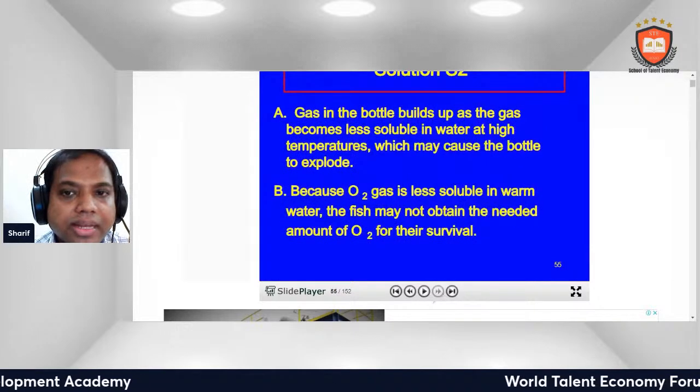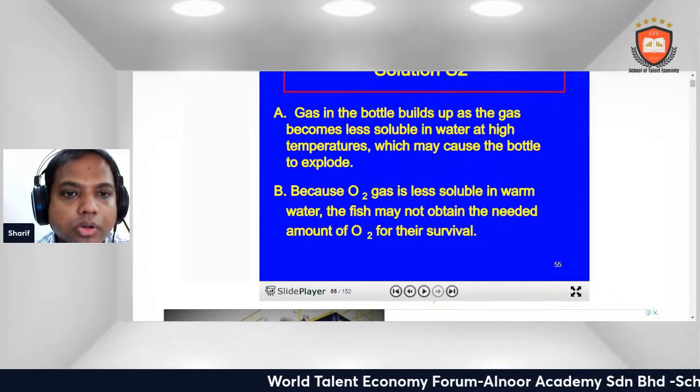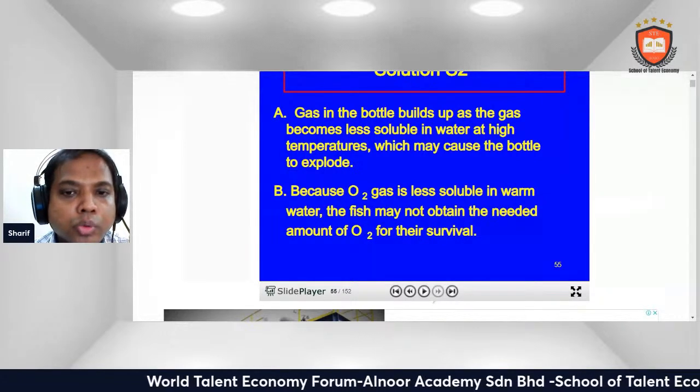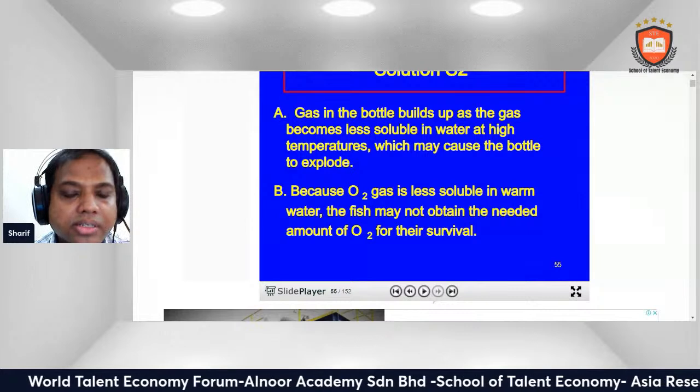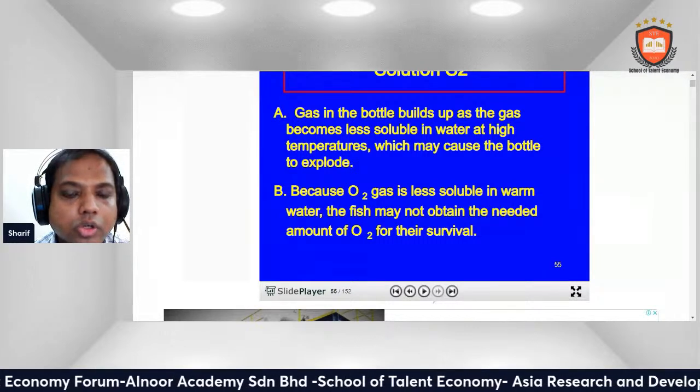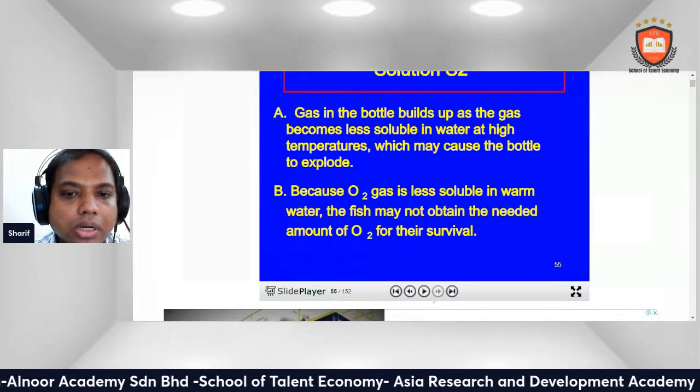Gas builds up in the bottle as the gas becomes less soluble in water at high temperature, which may cause the bottle to explode. Because O2 gas is less soluble in warm water, the fish may not obtain the needed amount of O2 for their survival.